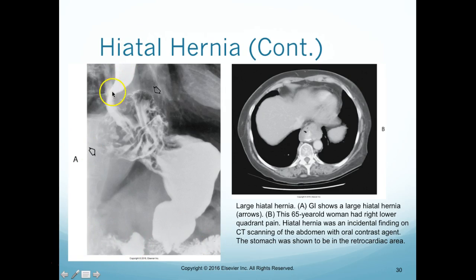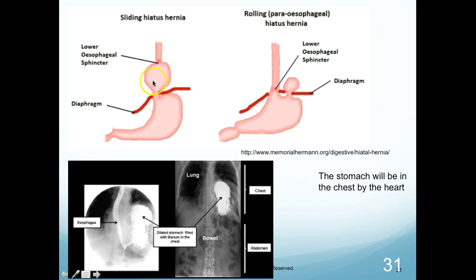So here is the sliding hiatal hernia. You can see coming down, here's your esophagus, and then you can see the diaphragm. You can see the stomach sliding all the way up and around on the esophagus. You can see it right here too on a CT scan. This is a large sliding hiatal hernia, going right up along the esophagus.